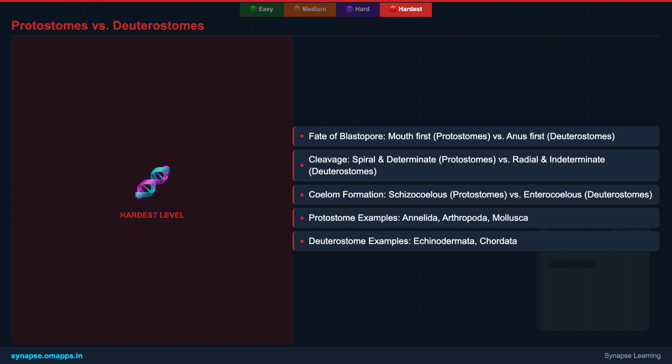And as we just discussed, their column formation mechanisms are distinct. Examples of protostomes include flatworms, roundworms, annelids, arthropods, and mollusks. Deuterostomes include echinoderms, hemichordates, and chordates. Mastering these differences is essential for a comprehensive grasp of animal phylogeny and for competitive exams like NEET.